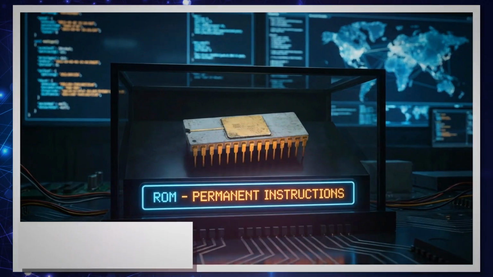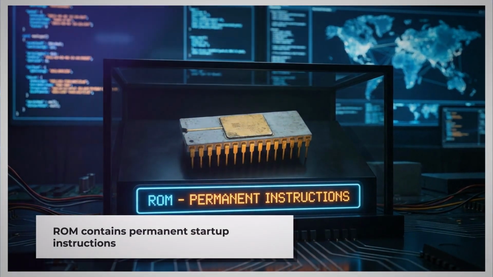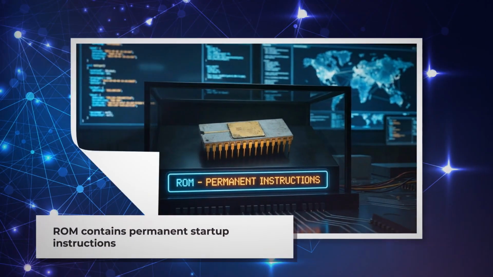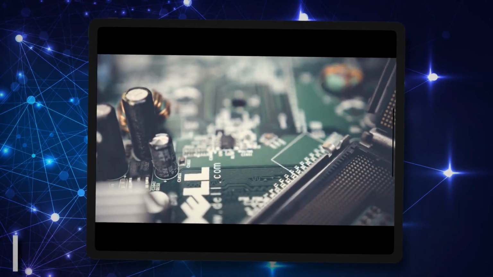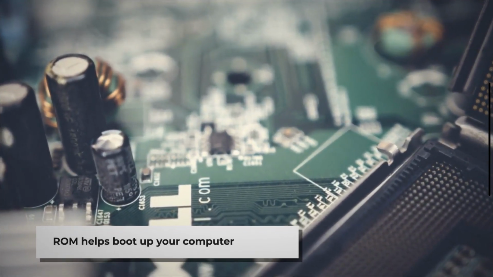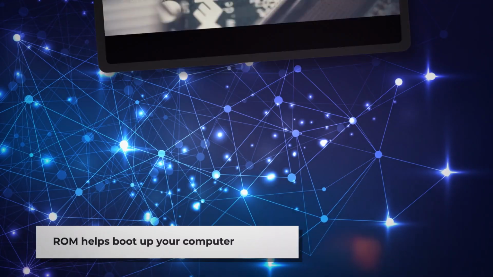Read-only memory, or ROM, contains permanent instructions that don't change, even when the power is off. These instructions are essential for starting up your computer and performing basic input and output operations.